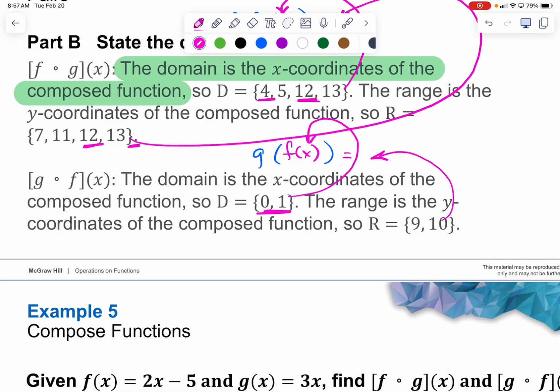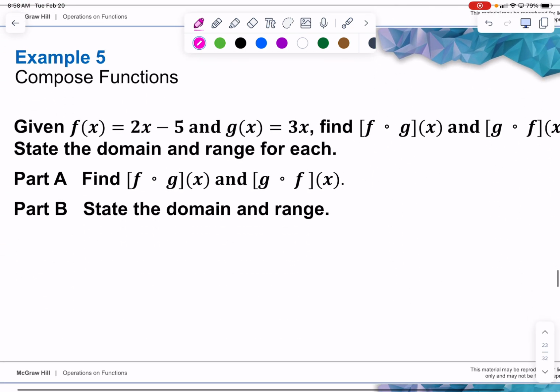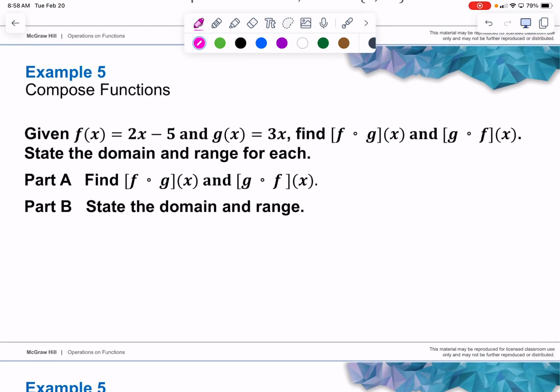So the nice thing about this is you kind of see the inside-out nature of things, right? If I'm evaluating f of g of something, I start and put that number into the inner function, and then what I get out, I put into the outer function, right? So let's see how this works with actual functions, and that's going to be working with example 5. So I've got f of x is 2x minus 5, and g of x is 3x. We want to find f of g of x as well as g of f of x, and then we want to state the domain and range.